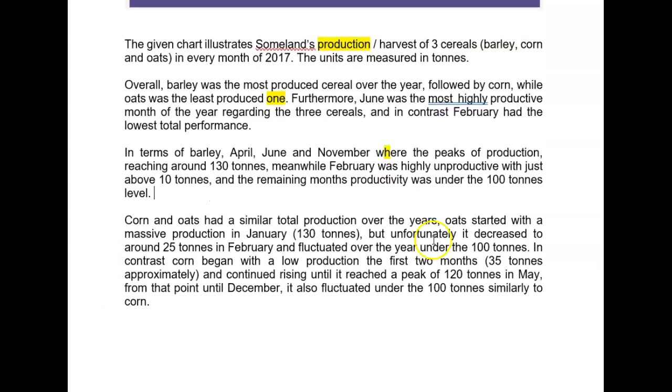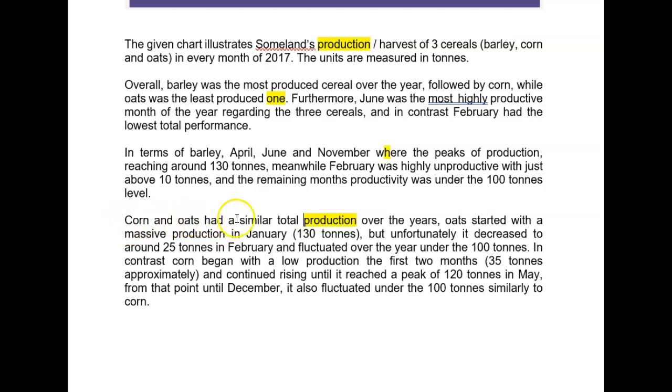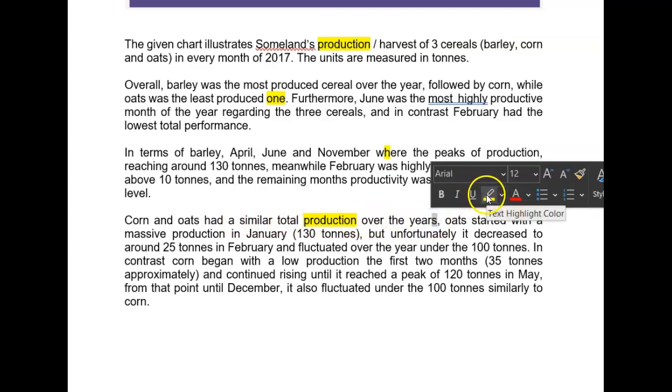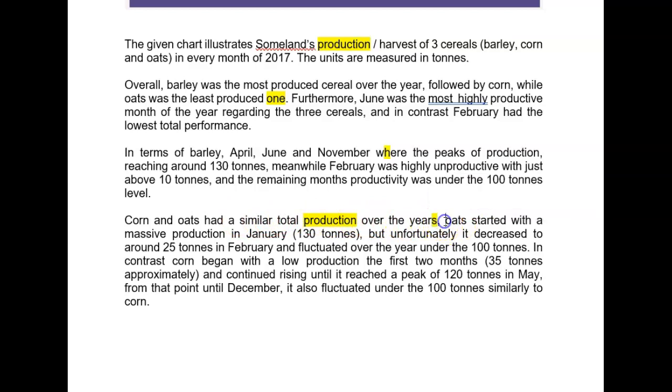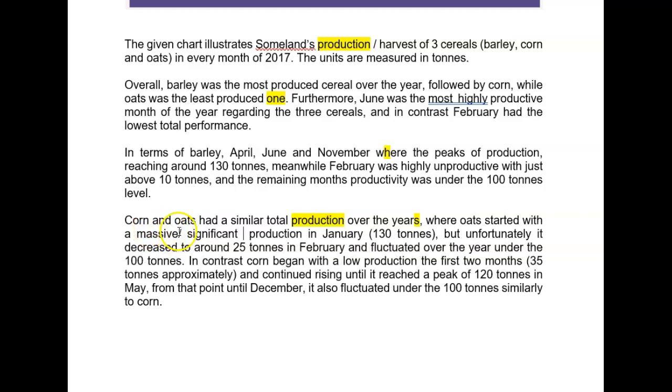Corn and oats had similar total production over the years. Maybe you could say the amount of corn and oats harvested was similar over the year. It's only 1 year. Where, so here you do need where. Oats started with, I wouldn't use massive, maybe use significant. Massive is a little bit informal.